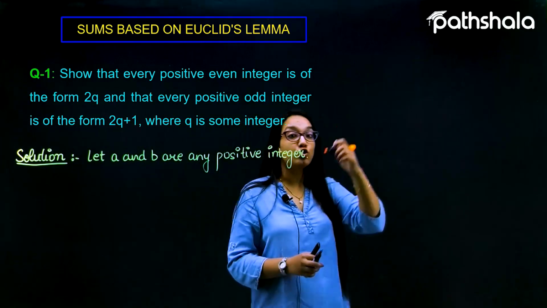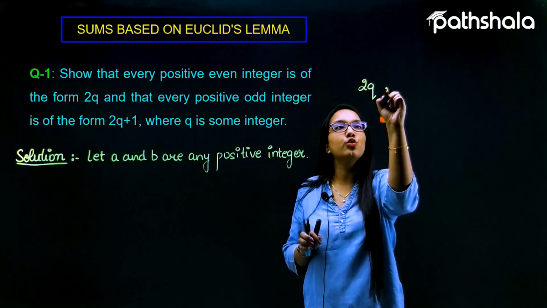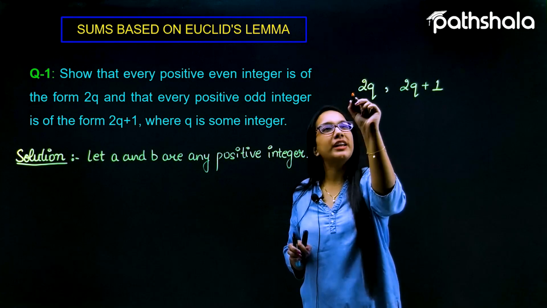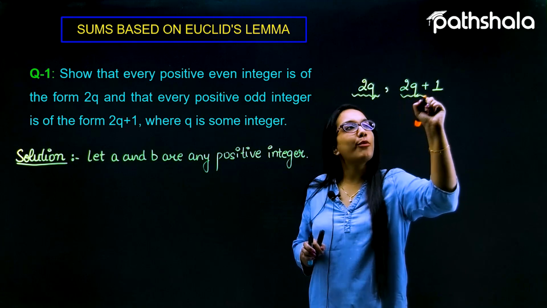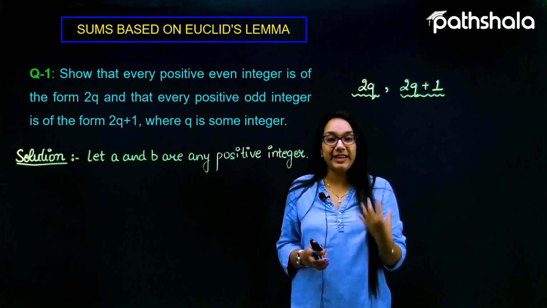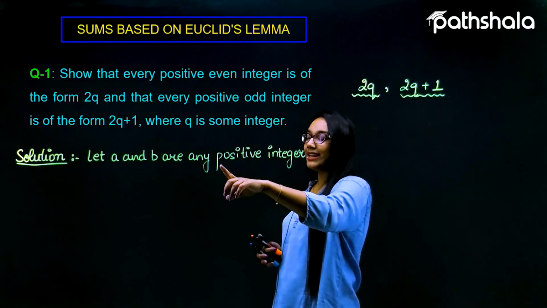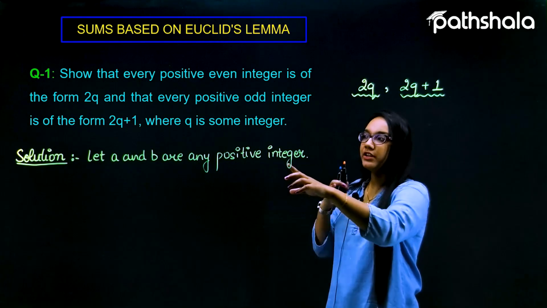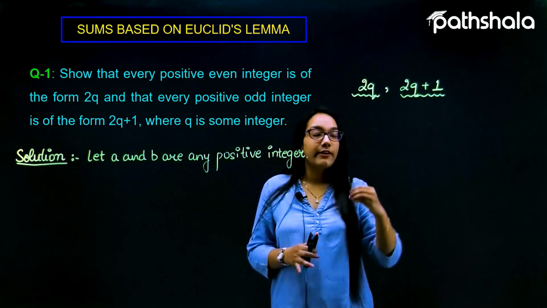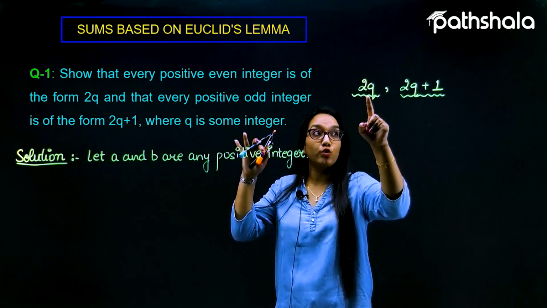Here the number is 2q. Let me write down the key points of this question: 2q and 2q plus 1. So we have to form the number either in the form of 2q or in the form of 2q plus 1. Always remember this fact: we always have to choose a number B. Means for any positive integers A and B, we have to suppose a number B, as in this question we have to form a number either of the form 2q or 2q plus 1.